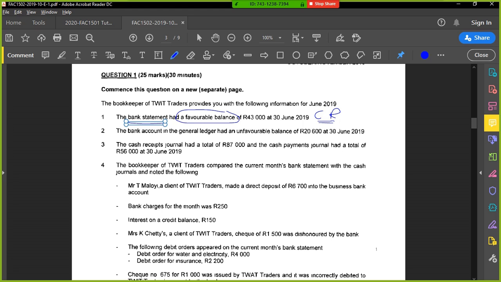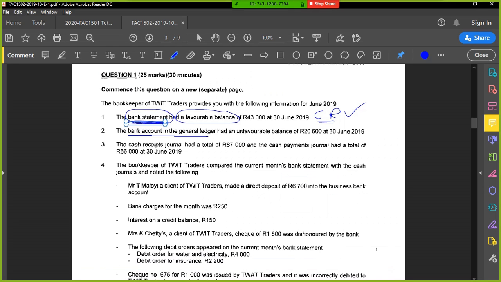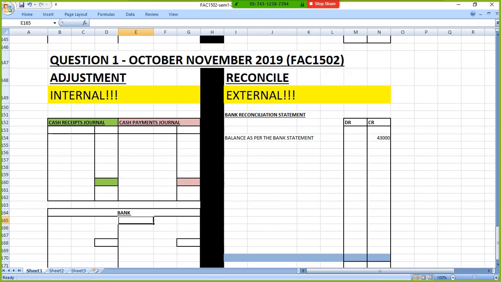Okay. Bank statement, favorable. No one likes more debit orders, right? So debit orders are bad, credits are good on the bank statement. 43,000 on this side. Bank account general ledger, unfavorable. Where are we going to put this? In our records. Good. Which side? Unfavorable, credit side. Good. Liability, 20,600. Balance here.